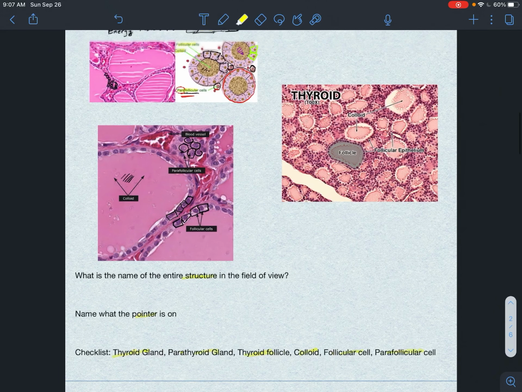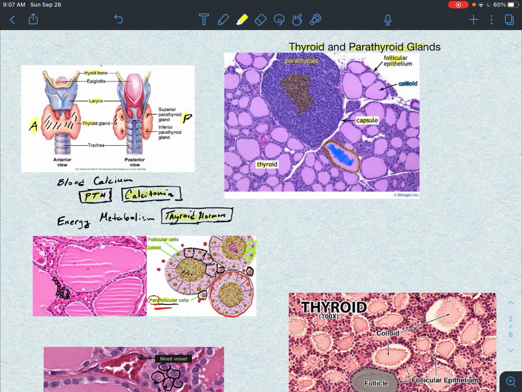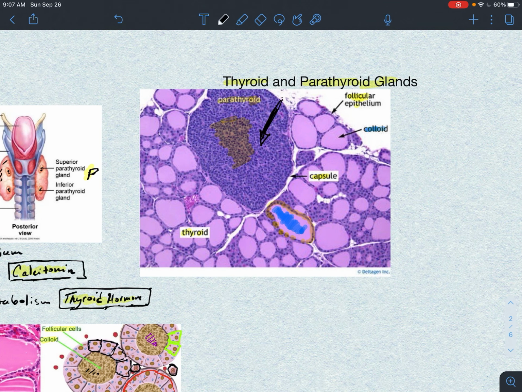Okay, so let's do some practice with putting some pointers around, right? So here, for example, I could put the pointer on that parathyroid gland, right? And say, what is the pointer on, right? And you would want to say parathyroid gland. If I put the pointer on this right here, you would want to say colloid, right?